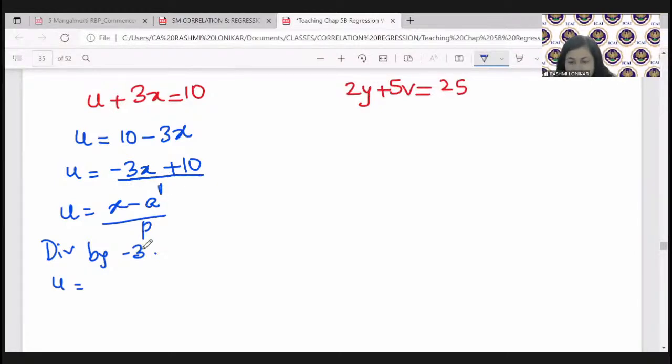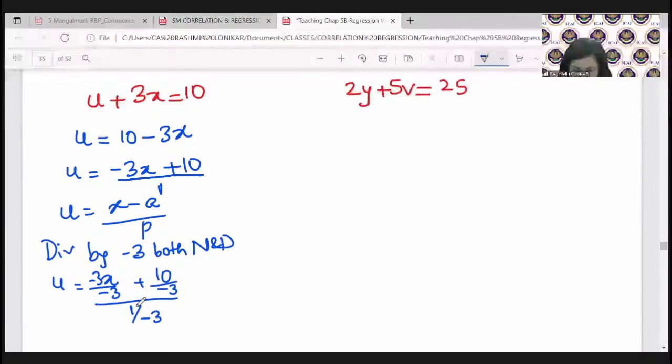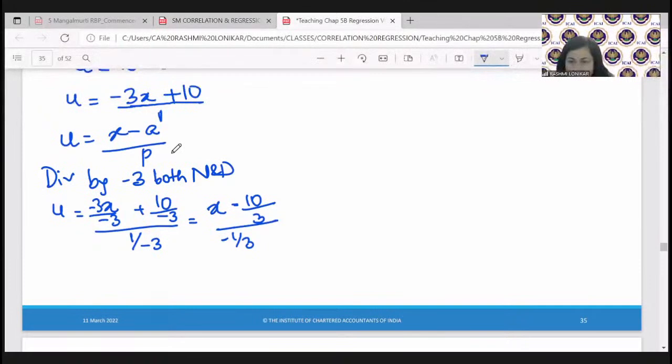So dividing by minus 3, I get u is equal to, what is the denominator here? Denominator is 1. So dividing by minus 3, both numerator and denominator, you get u equal to minus 3 upon minus 3 x plus 10 upon minus 3, and in the denominator I will have 1 upon minus 3. So this will give me x minus 10 upon 3, and in the denominator I will have minus 1 upon 3. Now this is in the format x minus a. Can you see? This is now same as this. And so I get the value of p to be equal to minus 1 upon 3.